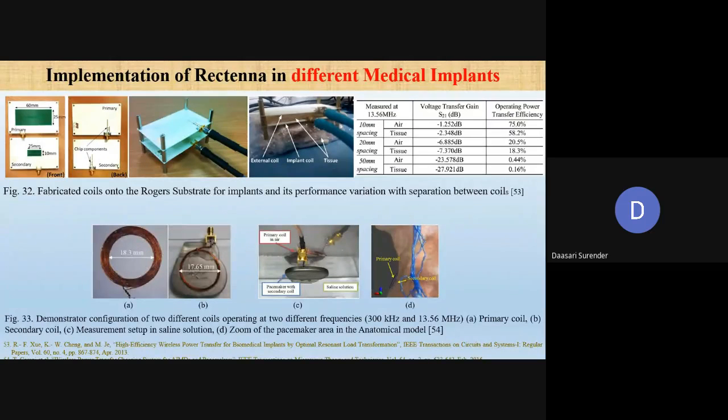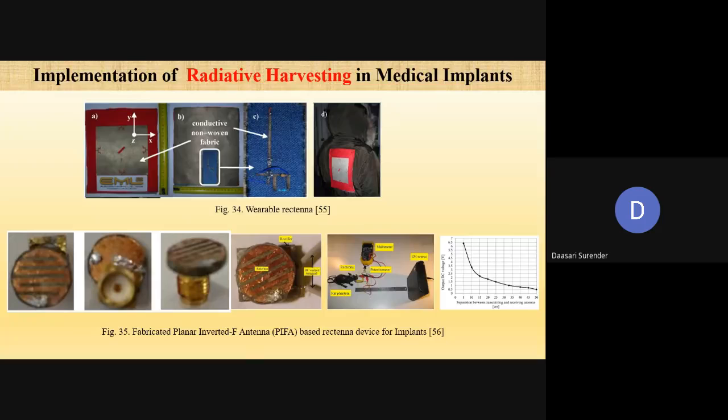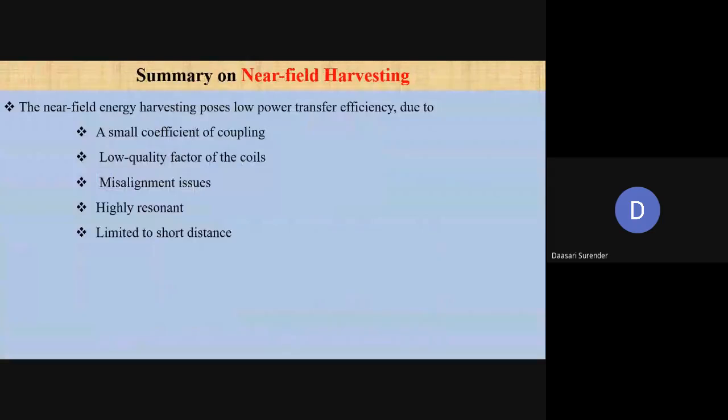So in the second one, two coils, one is placed near the skin and the other one is implanted for pacemaker applications. Here the near field energy harvesting suffers from low quality factor of the coils, misalignment issues, highly resonant behavior, and it is especially limited to short distance. So these problems in near field are avoided using the far field approach.